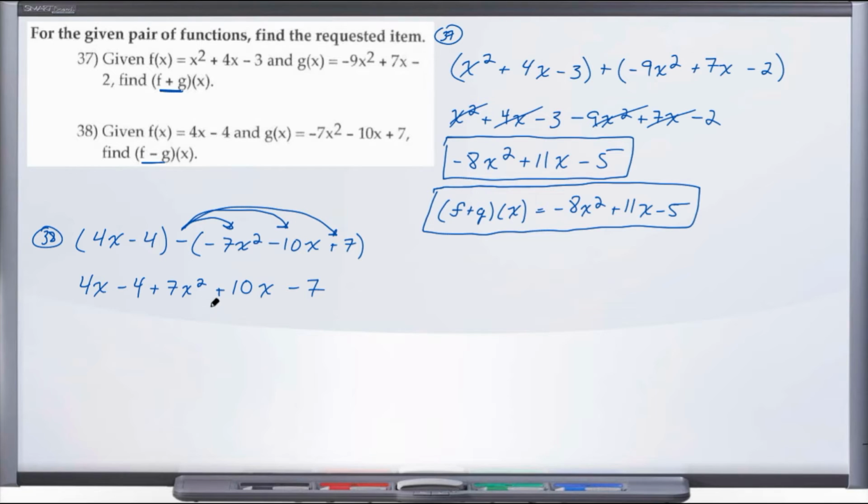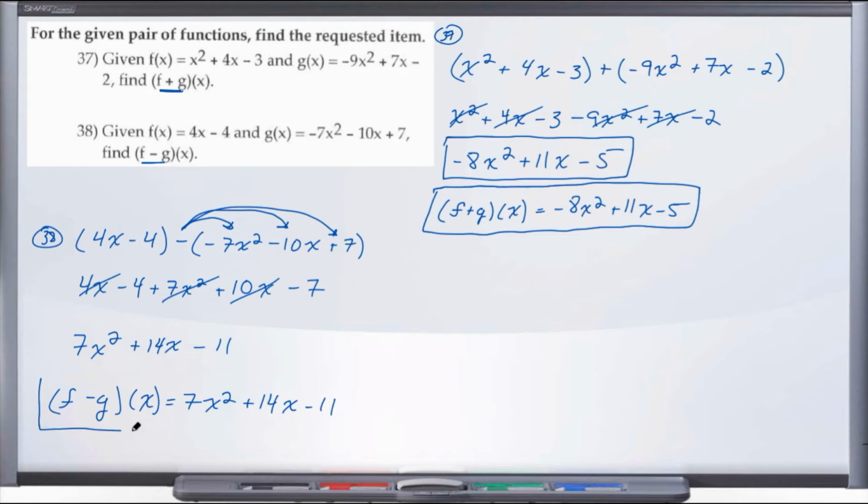And let's combine like terms where we can. I only see one term with an x squared, so that'll just come right down. And then we have 4x and 10x, so that's going to be a plus 14x. And then minus 4 minus 7 gives us negative 11. All right, and again, let's be as specific as possible and say f minus g of x equals 7x squared plus 14x minus 11.